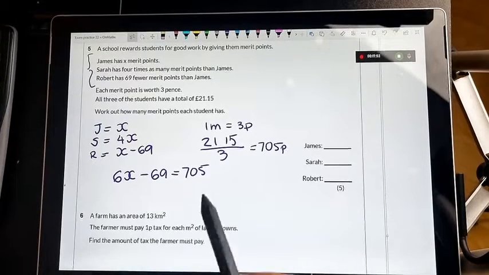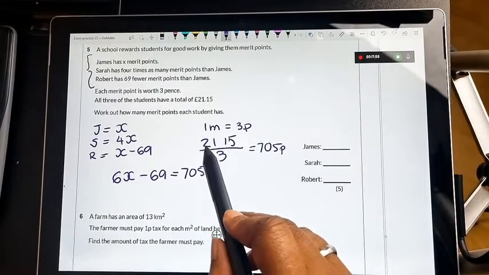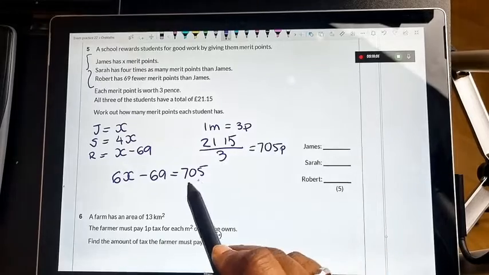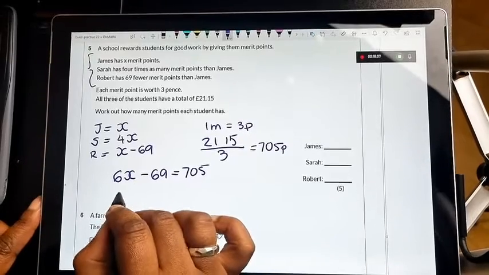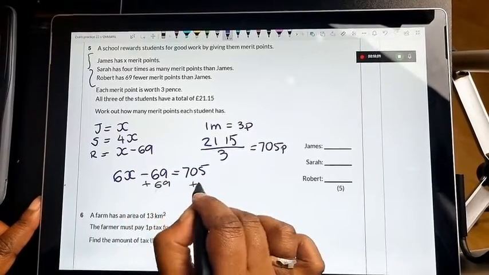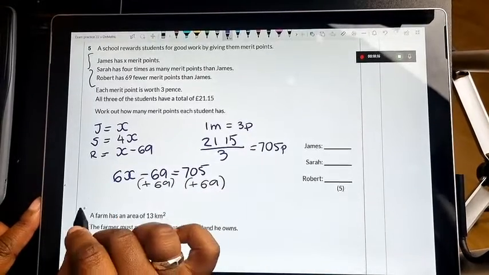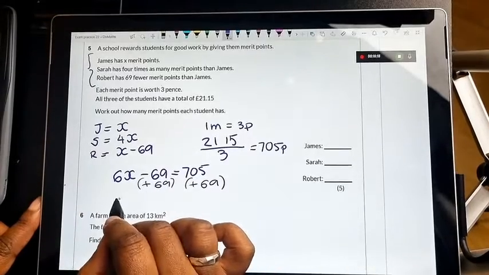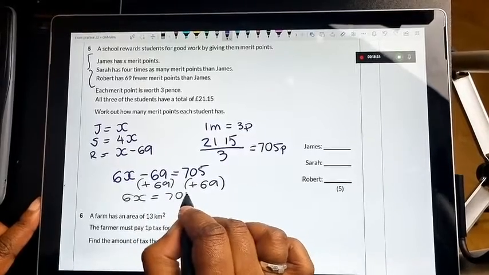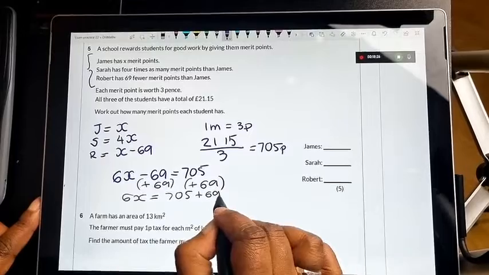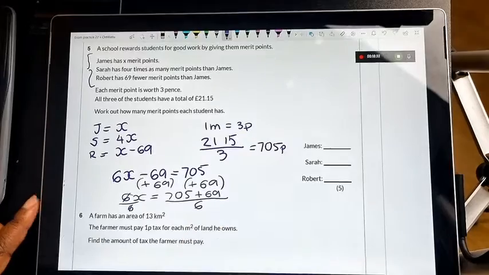So let's do this. Make sure you use the calculator so there's no mistake. 2,115 divided by 3 gives you 705. Great. So now rearrange everything. Remember, let's do it in stages. First, we add 69 on both sides. And then the next step is to divide by 6. So 6x is equal to 705 plus 69, and divide everything by 6. Why? Because we can cancel that out and we can plot that onto the calculator.